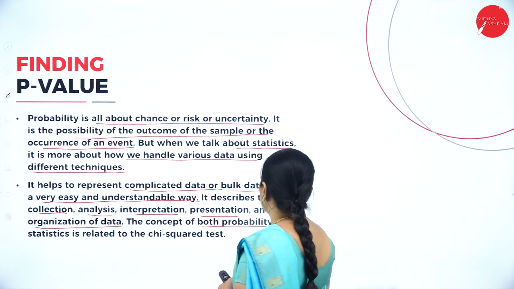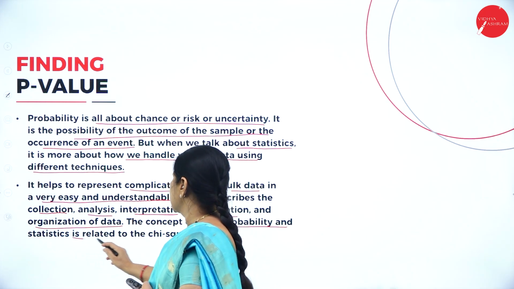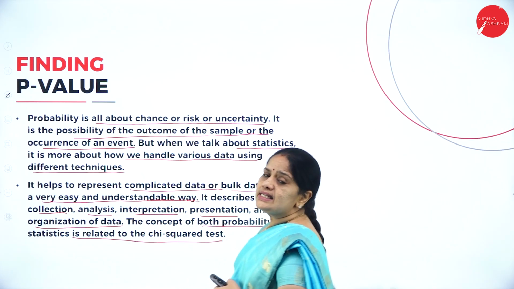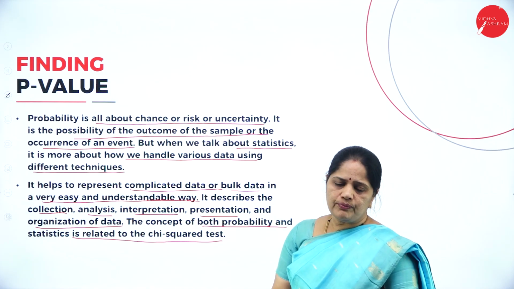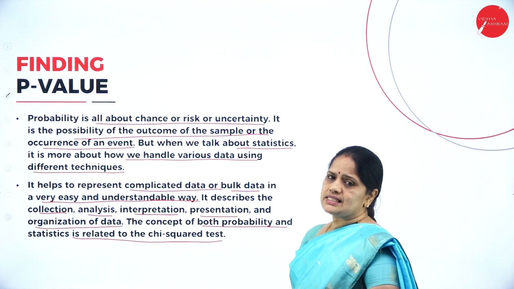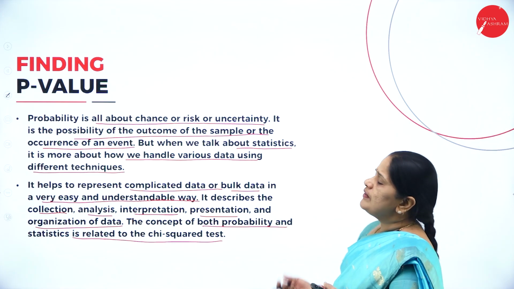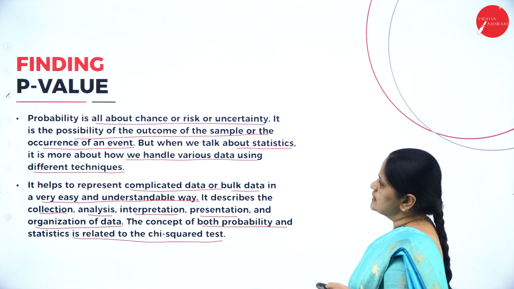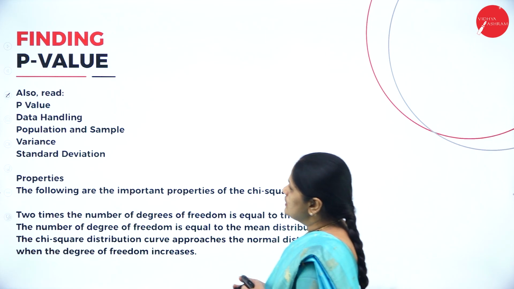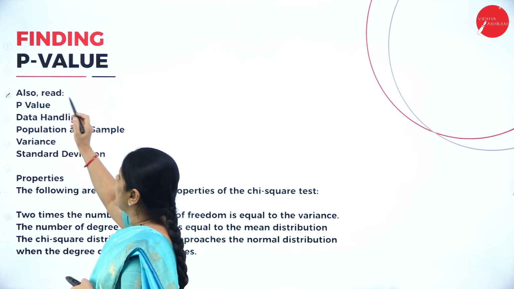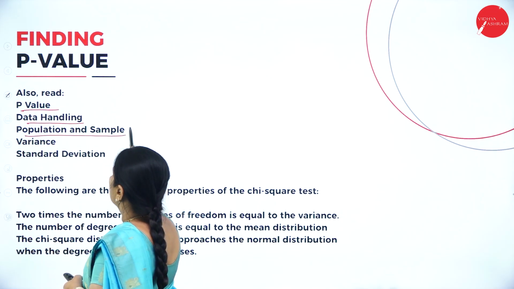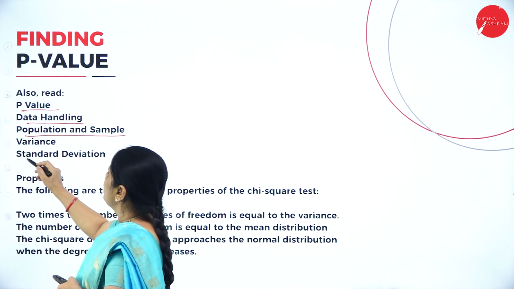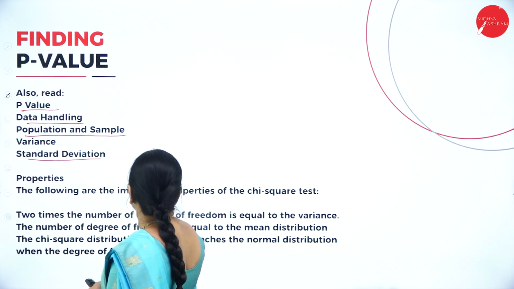The concept of both probability and statistics is related to the chi-square test. This chi-square test makes use of both probability and statistics, with the help of which we will be able to get the answers. Then we also have the p-value. After finding the p-value, we have to do the data handling, population and sample, variance and standard deviation.